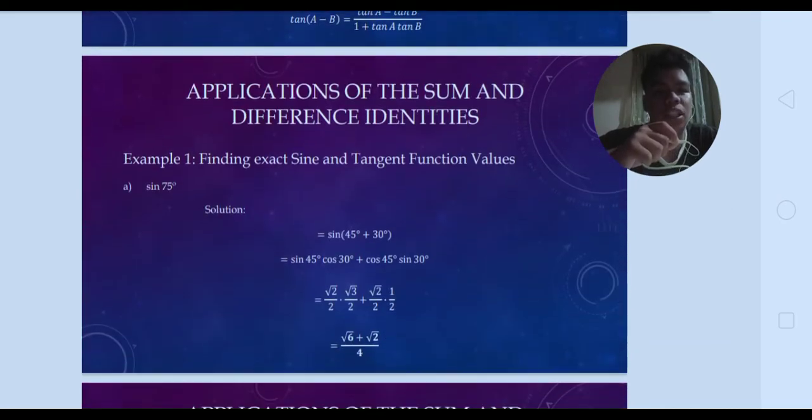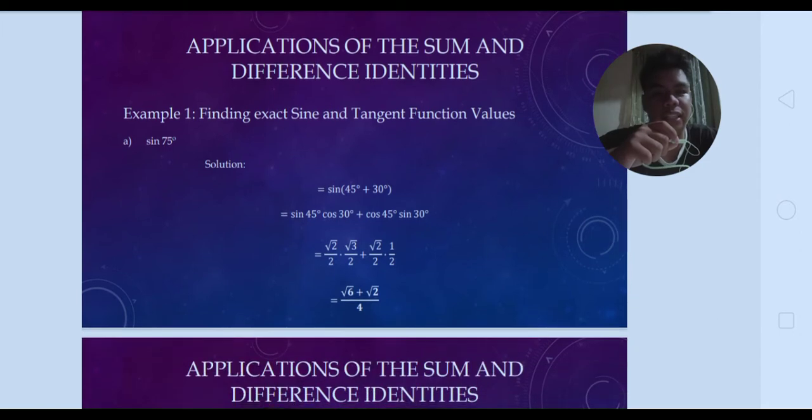Here are some applications of the sum and difference identities. Example 1. Find the exact sine and tangent function values. We need to find the exact value of sine 75 degrees. Solution: sine of 45 degrees plus 30 degrees. Adding 45 plus 30 degrees still gives 75 degrees.